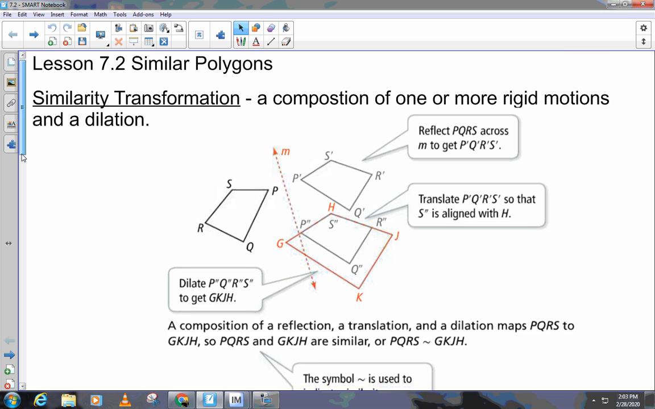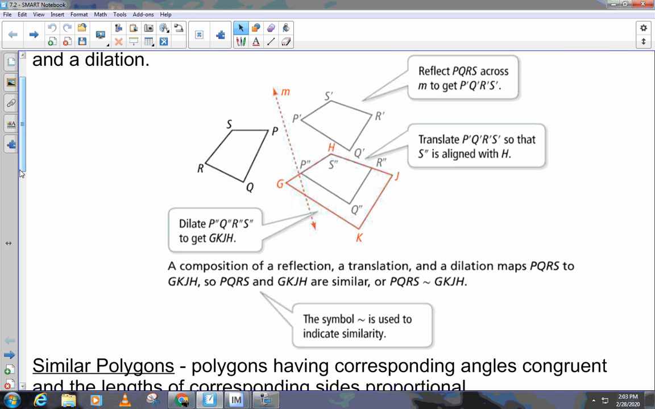One thing that you'll notice, looking at this black one and this red one, is that the corresponding angles, just like in a dilation, are congruent, and the corresponding sides are going to be proportional. That is what happens when you compare similar figures.